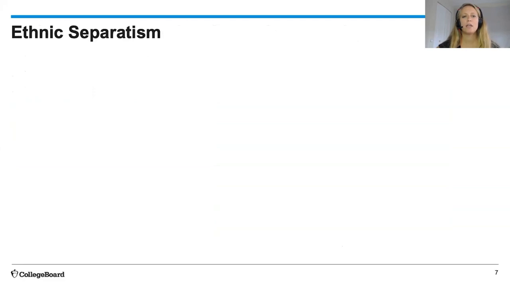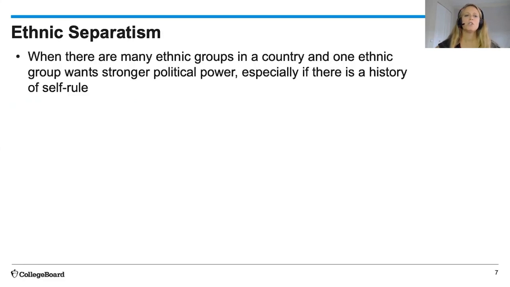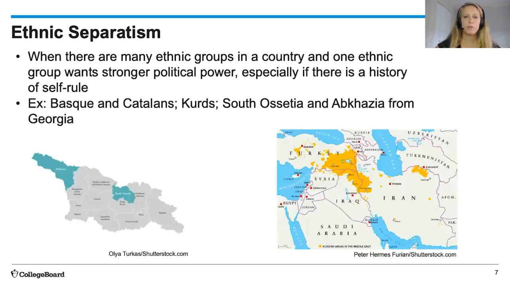Another example is ethnic separatism. So this is when there's many ethnic groups in a country, and one of those ethnic groups wants more political power, whether that means completely separating from the country or just gaining more autonomy. There's a lot of examples of this, some of which we've gone into, like the Basque, Catalans, and the Kurds. Remember, the Kurds are in the Middle East, and it's this picture to the right on the screen where they are stuck in Turkey, Syria, Iran, and Iraq. And they've always kind of wanted to separate from all of those countries to make their own state.